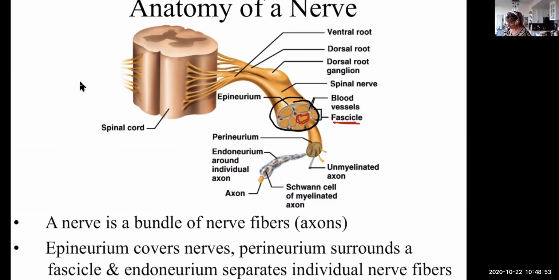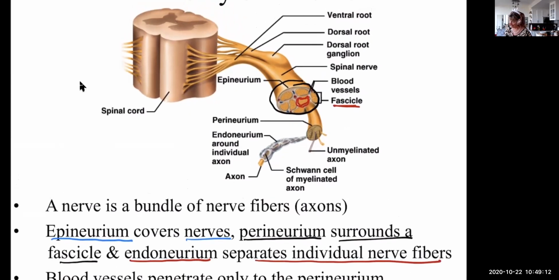The epineurium covers the entire nerve. The perineurium surrounds a fascicle, and the endoneurium separates the individual nerve fibers or nerve cells. And blood vessels penetrate only to the perineurium. The nerves are very demanding of oxygen and glucose. So there is a large blood supply, but that glucose and oxygen has to diffuse into the area where the cells have access to it.